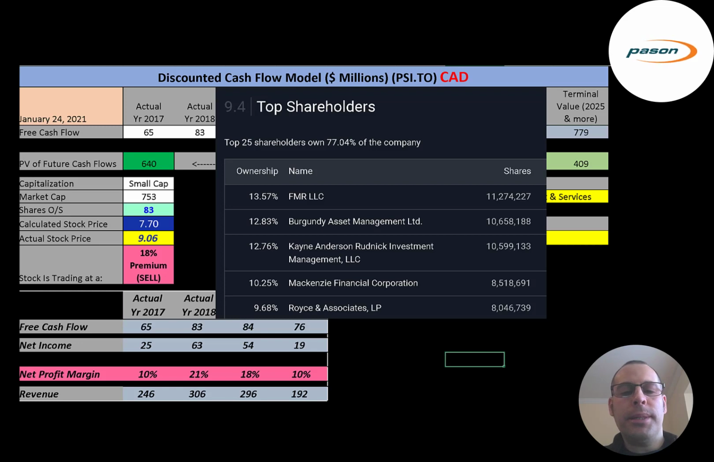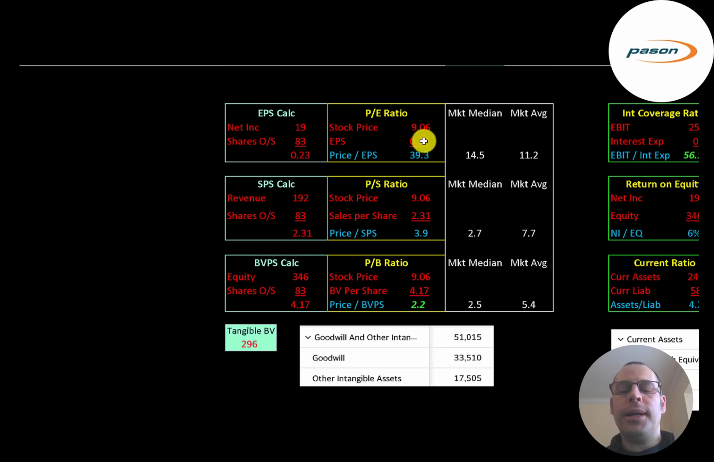FMR holds 14% of the company stock, then Burgundy Asset Management, then Kayne Anderson, then Mackenzie Financial, and last is Royce & Associates. Let's look at the financial ratios.